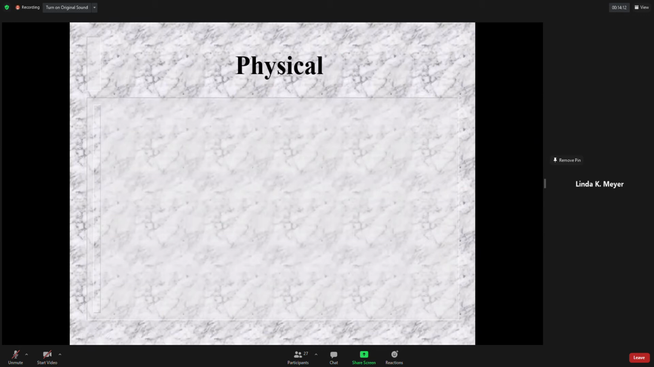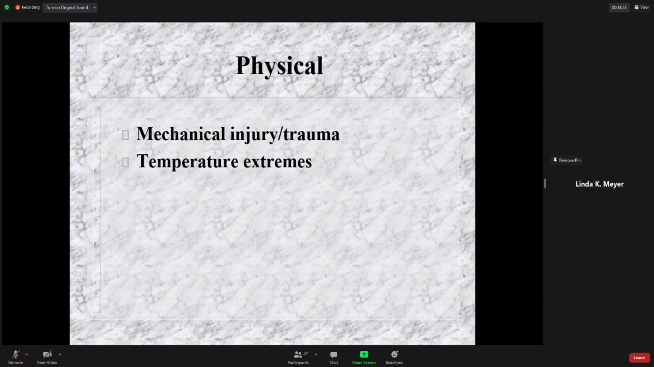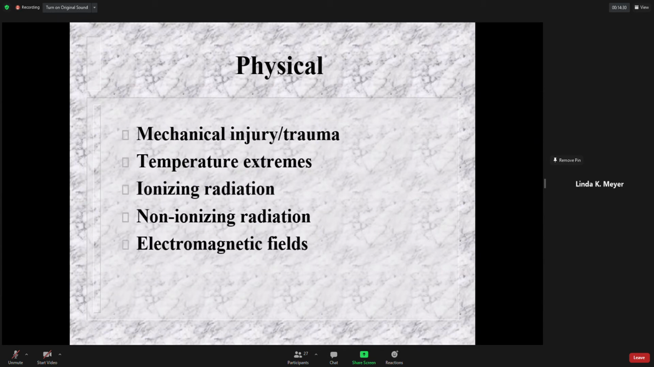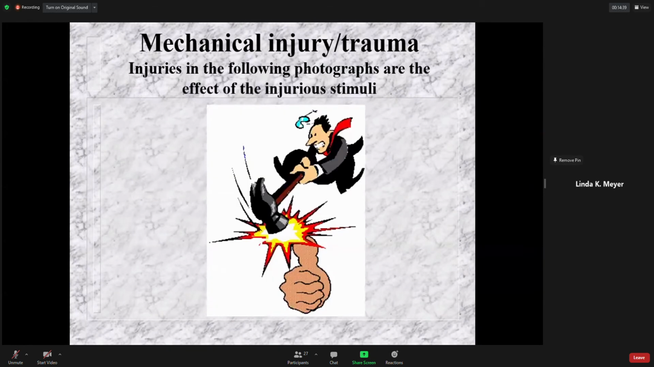Okay, physical injuries are widespread in our world. They can be subclassified as mechanical injury or trauma, temperature extremes, ionizing radiation, and non-ionizing radiation. Electromagnetic fields actually fall under non-ionizing radiation. Okay, so let's look first at mechanical injuries.